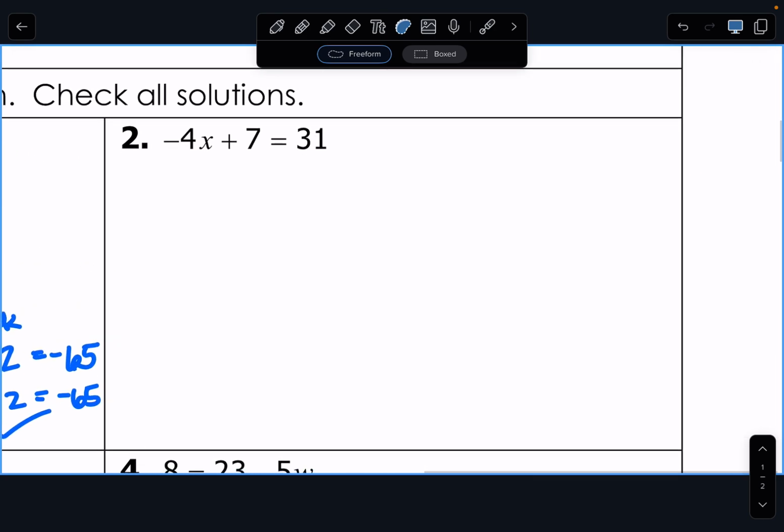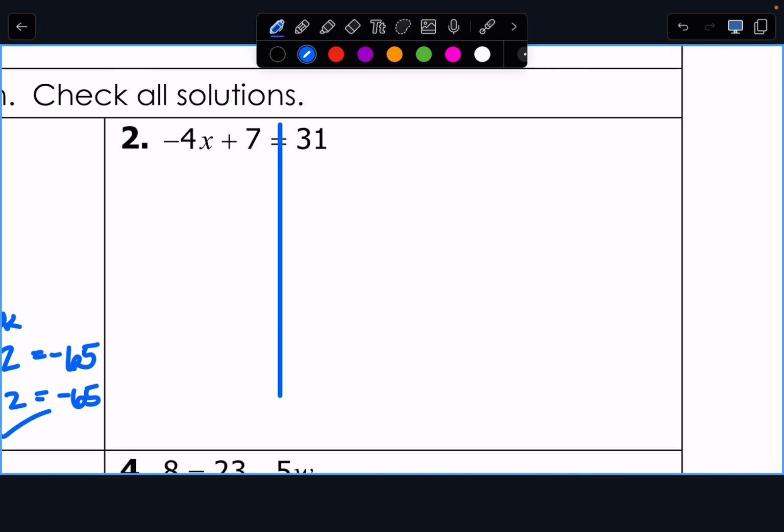Let's look at number 2. Draw your fence. Whatever we do to one side of the fence, we have to make sure we do to the other side of the fence. So where's our variable? X, right? There's X. Highlight it or circle it.